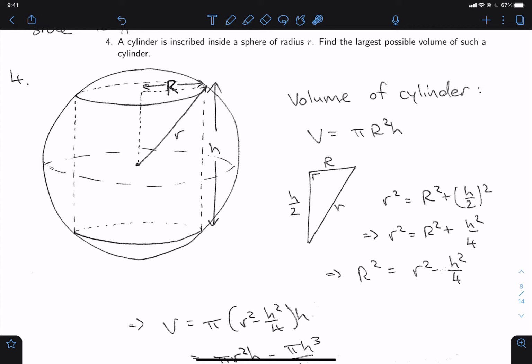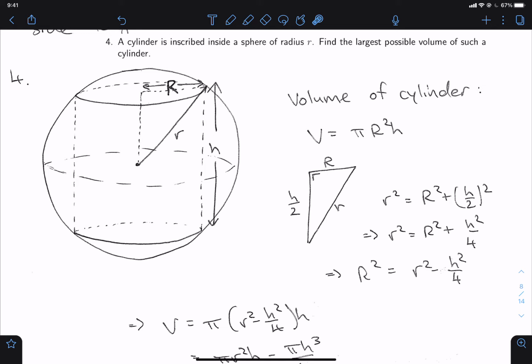So this is a sphere with a radius r, just like a ball, a basketball. And then this cylinder is going to be inscribed inside this sphere, right? We want to get the largest volume. So firstly, we're going to write out the volume formula.